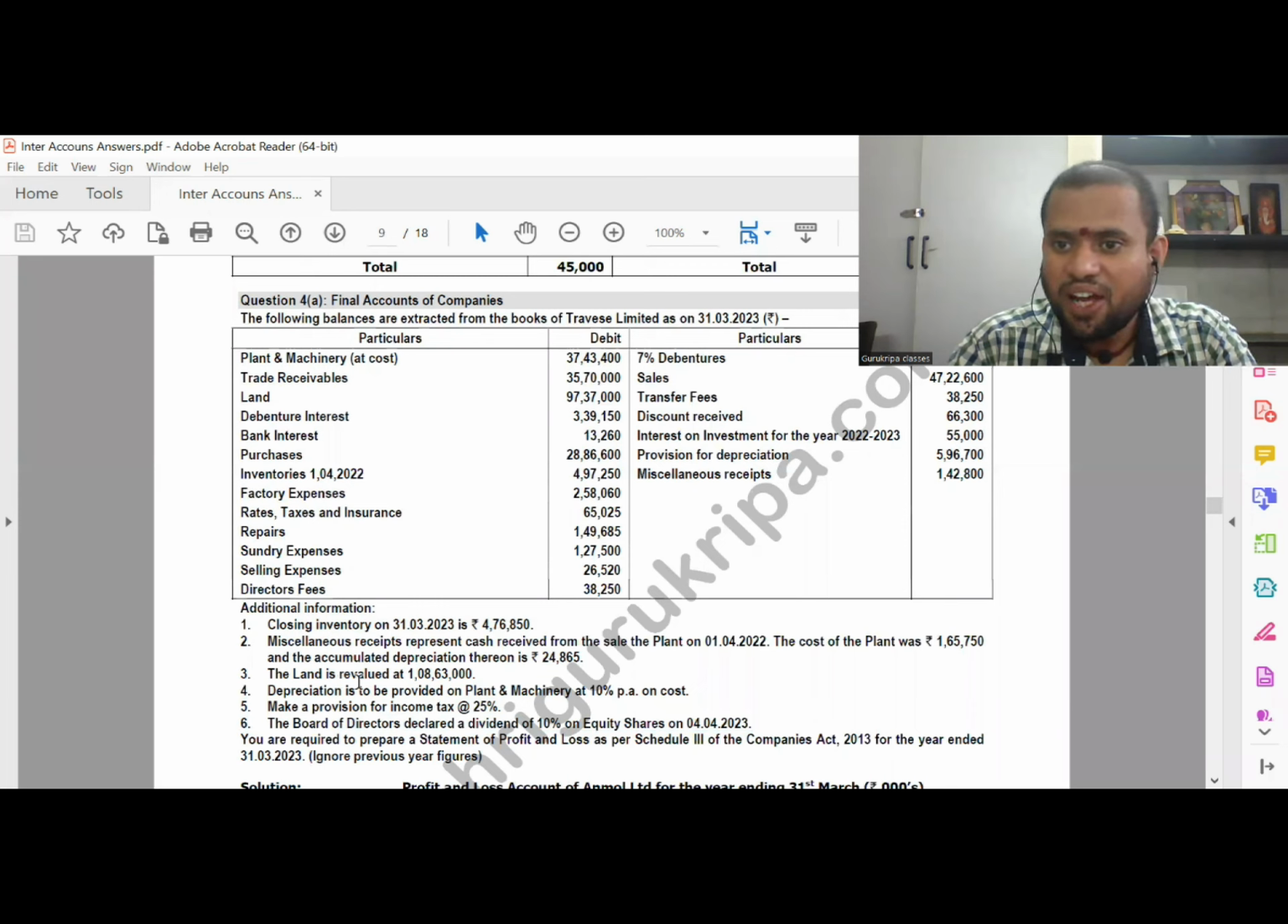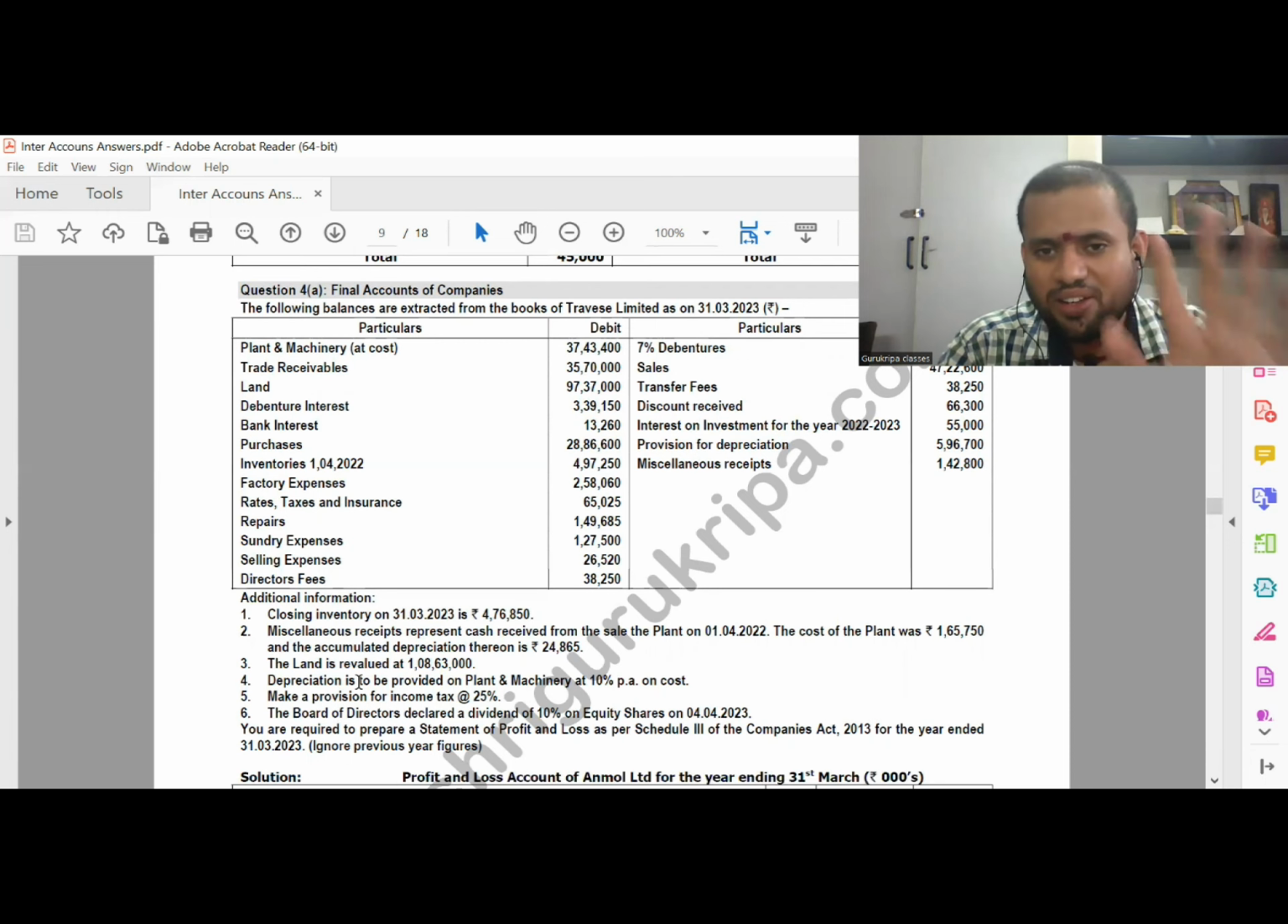And land is revalued. That is also only relevant for balance sheet. So there is more information relating to balance sheet given. We have to pick only the relevant information.